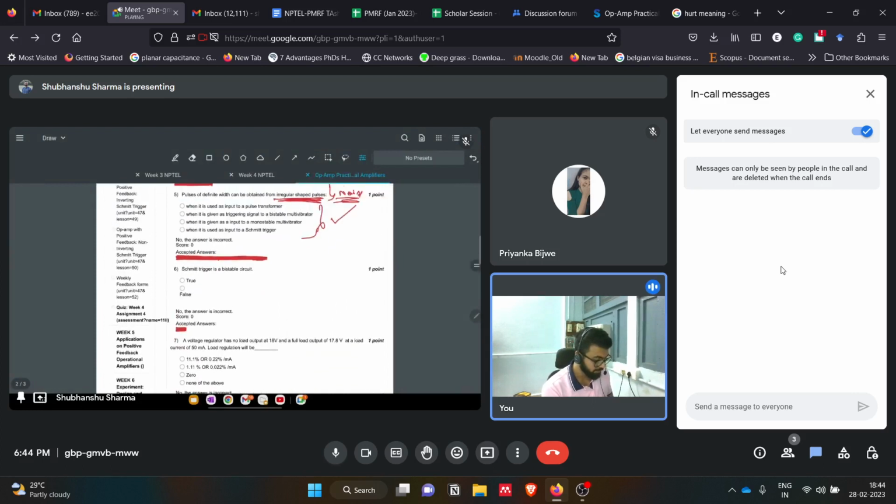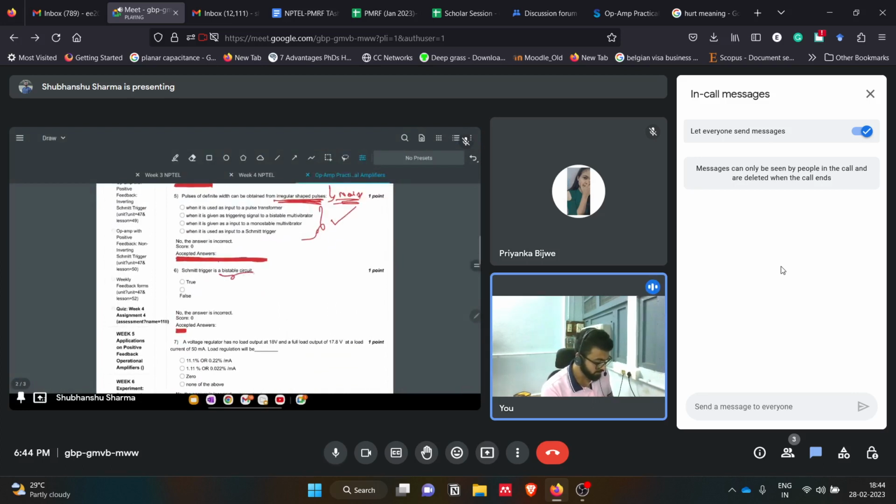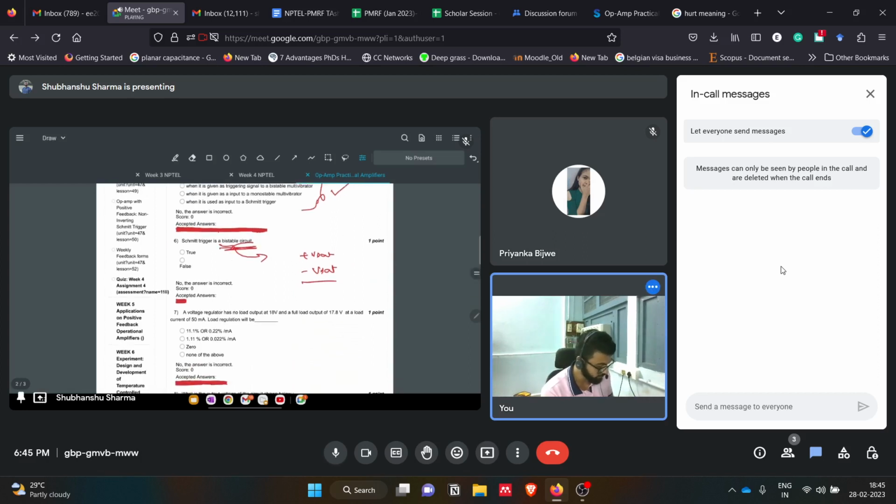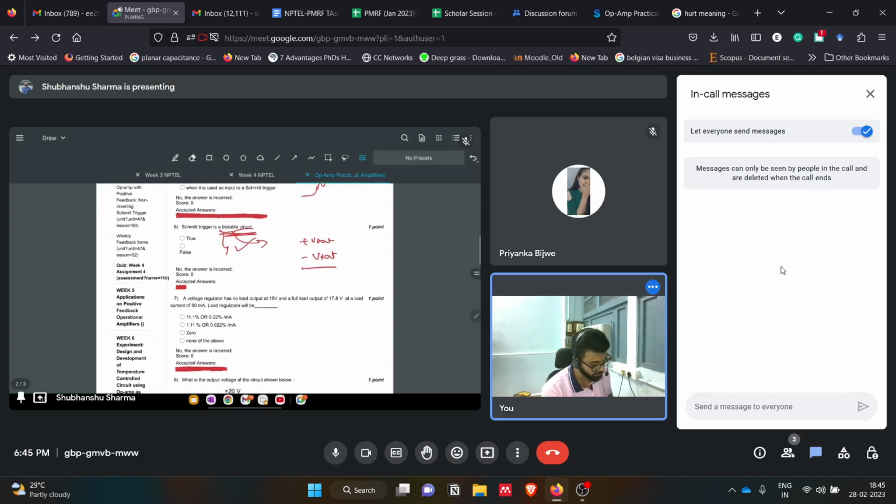Then, Schmitt Trigger is a bistable circuit. I will just tell that bistable means two states. The output can be in two forms, either plus reset or minus reset. It cannot remain in one state. We can make it stay in one state, but normally it functions in two states. That's what a bistable circuit is about. Based on that you can answer this question.